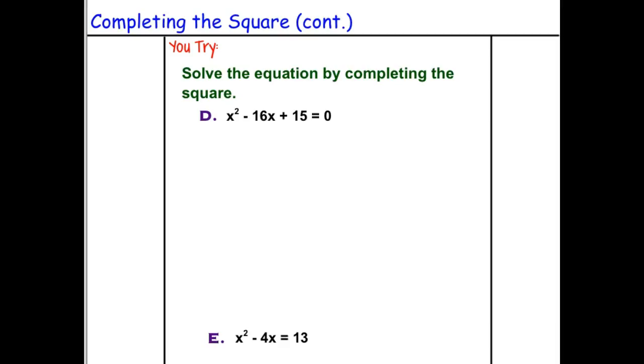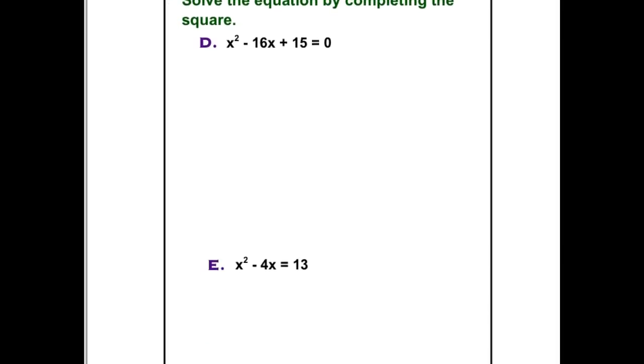So, now what you're going to do is take these two Try problems, complete the square with them, and bring your questions with you to class.